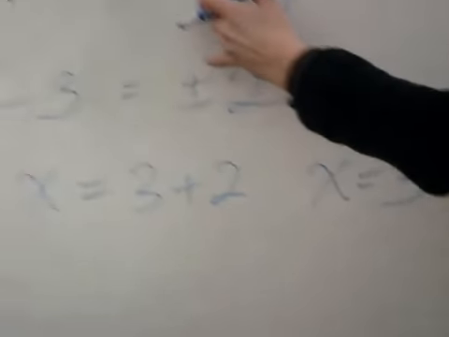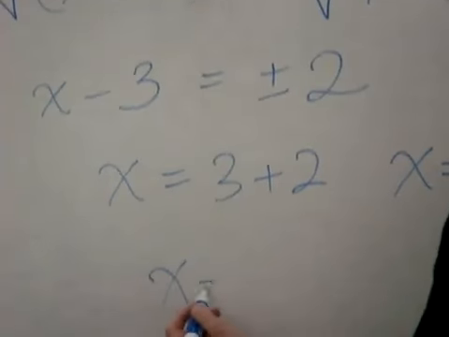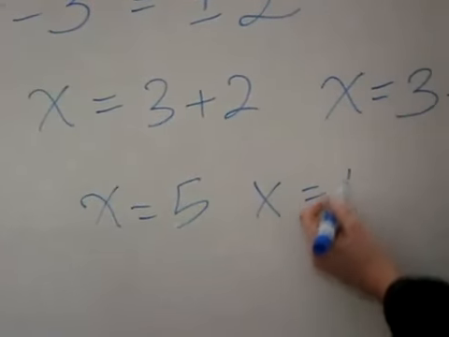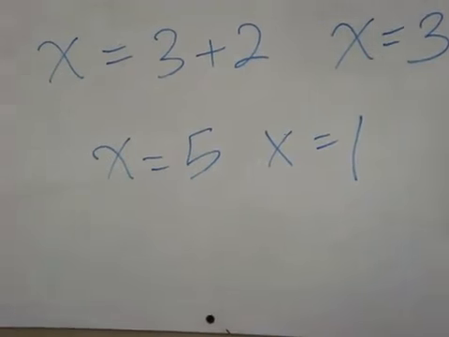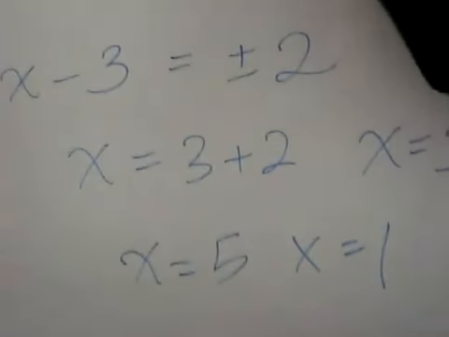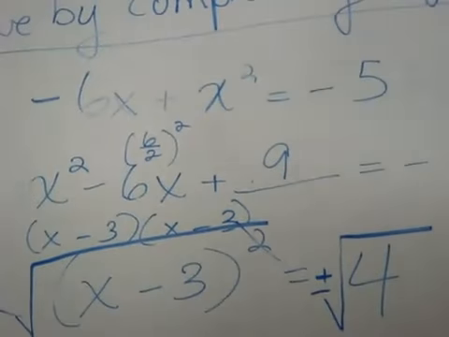Just remember, when you take the square root of something, it has to be plus or minus, because when you square a negative number, you get that number. When you square the positive number, you get that number. So you get x equals 5 and x equals 1. Those are the 2 answers. You can always check them by putting them back in and see if you get the correct answer on both sides. You get negative 5 equals negative 5.